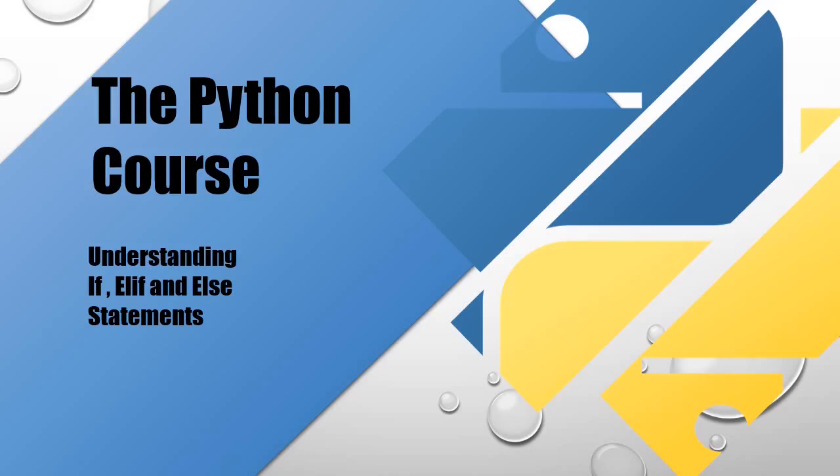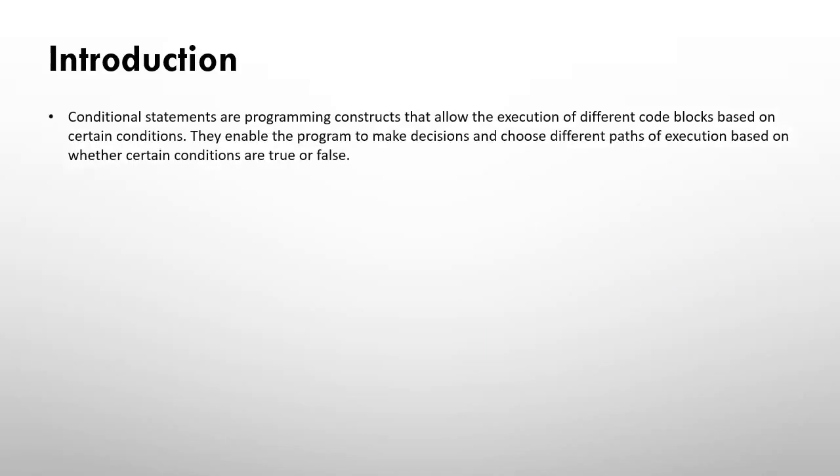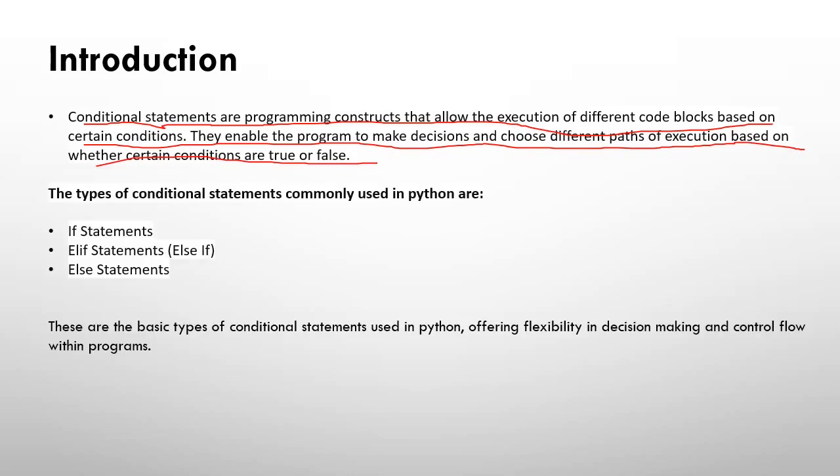In this video, we will discuss the conditional statements in Python, starting with what actually are conditional statements. Conditional statements are programming constructs that allow the execution of different code blocks based on certain conditions. They enable the program to make decisions and choose different parts of execution based on whether certain conditions are true or false. The types of conditional statements commonly used in Python are if statements, elif statements, and else statements.